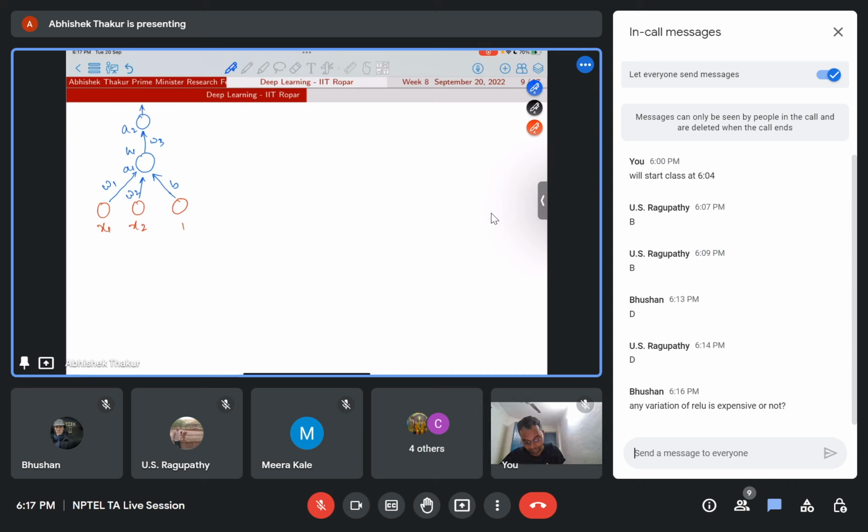Okay, so in this case, what happens when the bias is very, very large negative? Is any variation of ReLU expensive or not? Yeah, some variations of ReLU include the exponential function. Those variations are expensive.